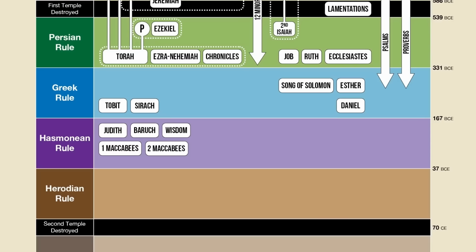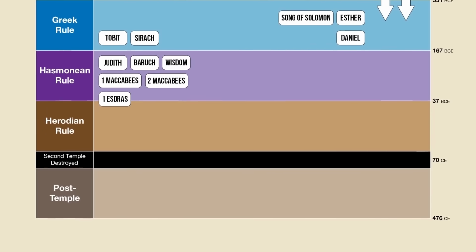1st Esdras is basically a Greek version of the original book of Ezra, with some changes. Written in the late Hasmonean or early Herodian period. Second Esdras, however, is something totally different. It was written in Latin after the rise of Christianity and falls into the category of apocalyptic literature.